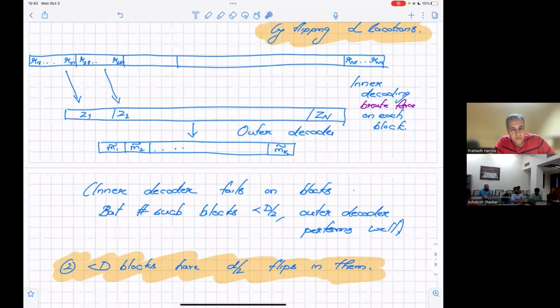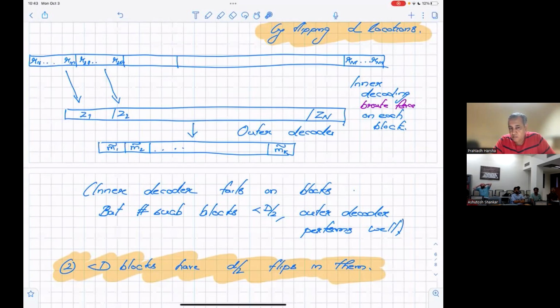So you're saying the other blocks have more than d by 2 flips or less than d by 2? Just say exactly d by 2 flips on less than capital D minus 1 blocks. I go ahead and make d by 2 flips. There's no guarantee that the inner will work on them, because there could be 2 closest code words for each of these. So the inner on all of these blocks could fail. Even at brute force, it will get 2 code words. How will it handle them?